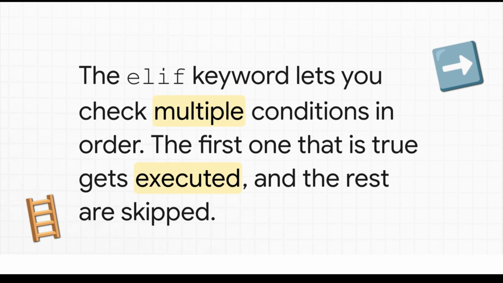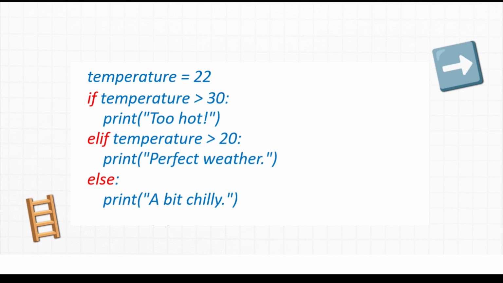Okay, but let's be real. Life is rarely a simple yes or no. A lot of the time you have multiple possibilities. And for that, we have elif, which is just a shorter way of saying else if. Now, Python goes through this like a checklist, from top to bottom. In this case, temperature is 22. So first it asks, is it greater than 30? Nope. Okay, next check. Elif, is it greater than 20? Yes, it is. So it prints perfect weather. And here's the crucial part. As soon as it finds a true condition, it's done. It runs that code and completely ignores the final else. It found its answer and moves on.